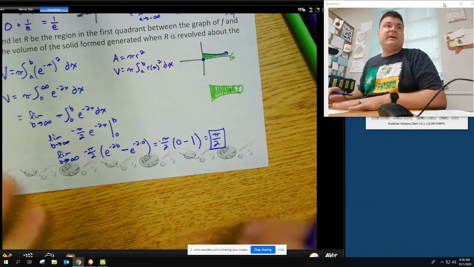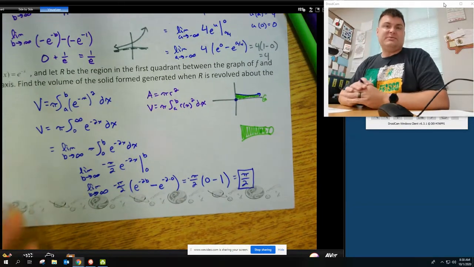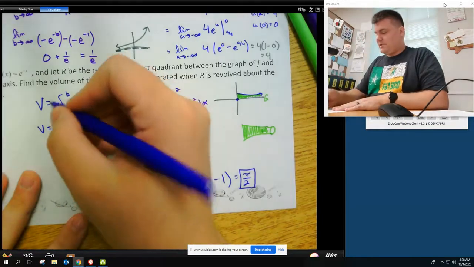And there you go. That is how you do a volume problem. Don't worry about the setup so much. Just understand how to go from here to here.